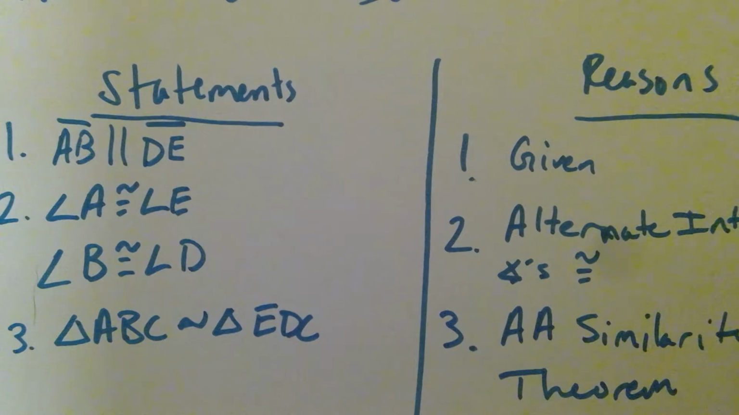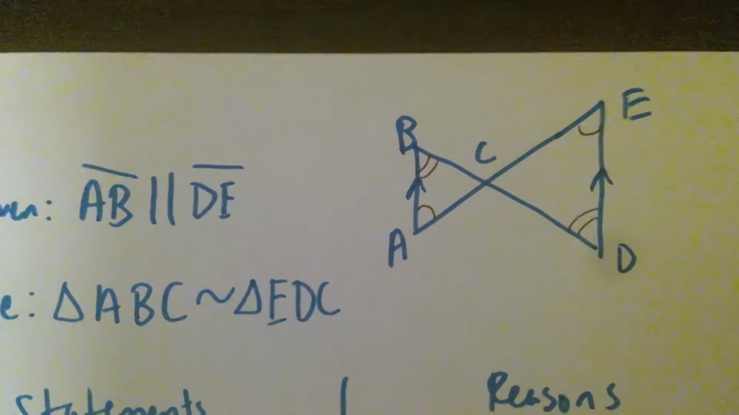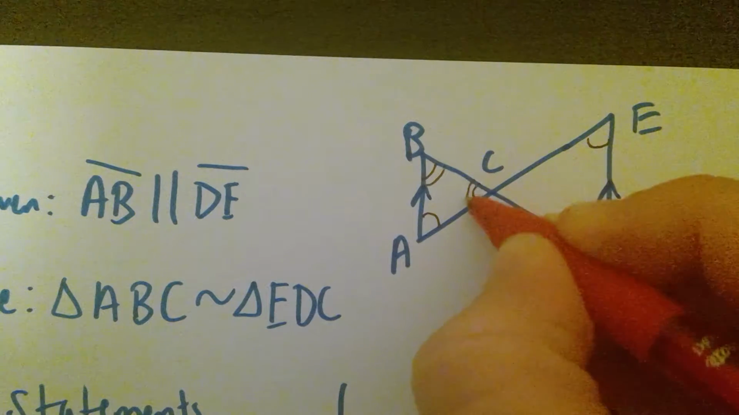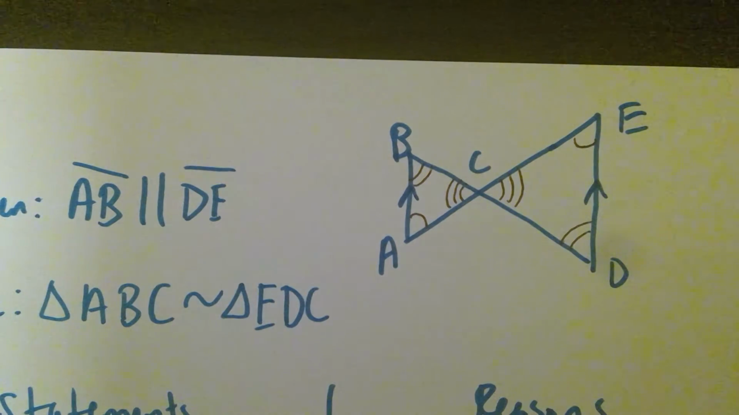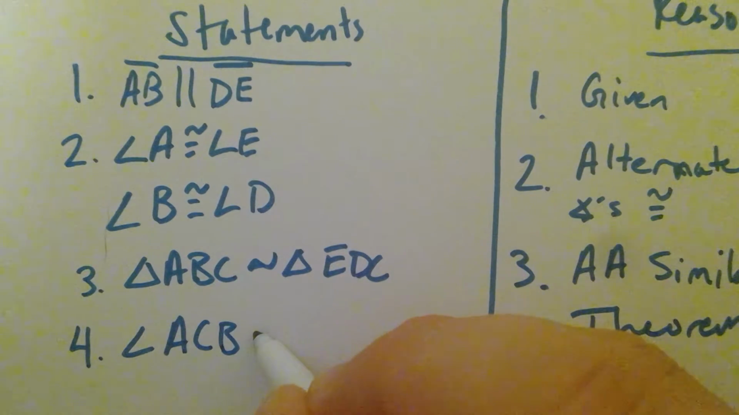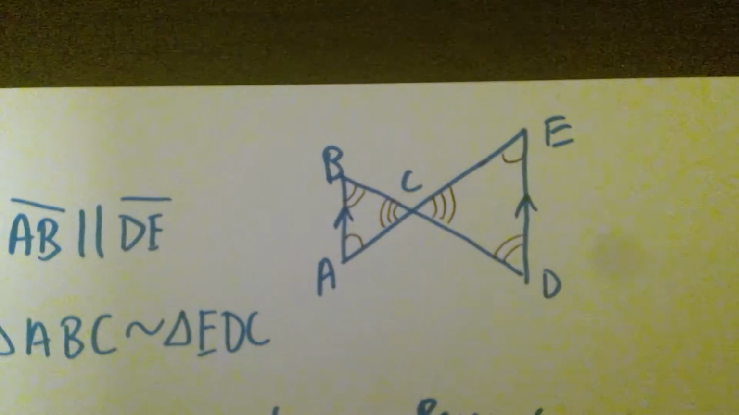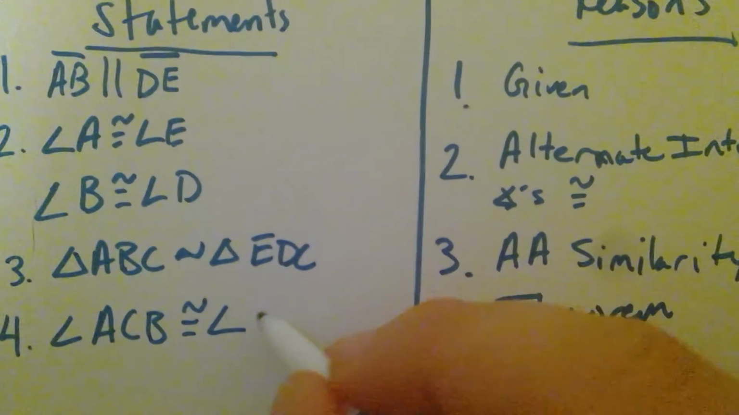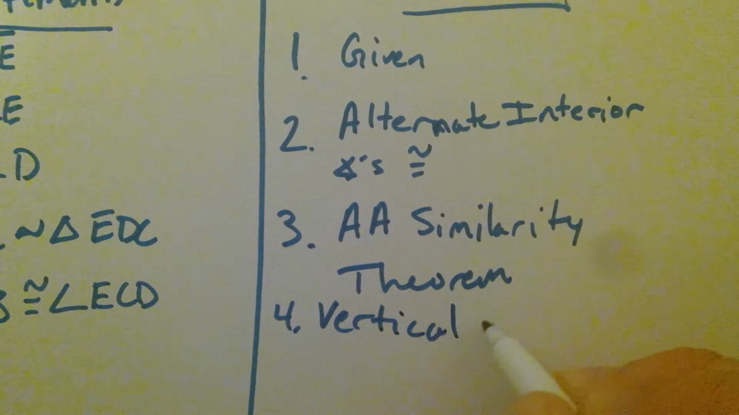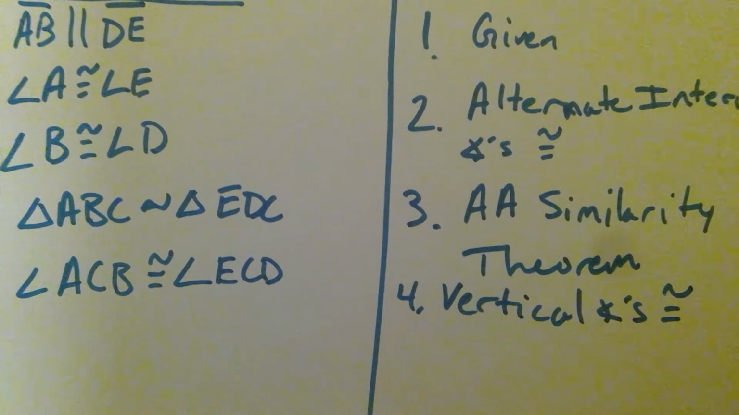Now, you might be asking, well, Mr. Herman, could we have said that... let's look at this angle right here, angle C. I want us to talk about it even if we're not necessarily including it in our proof, just so we can remember what it's called. Angle ACB is congruent to angle ECD. We're going to make this claim, number 4: angle ACB is congruent to angle ECD. Since they're across from each other, that is a vertical angle. So vertical angles are congruent is why those two angles are congruent.